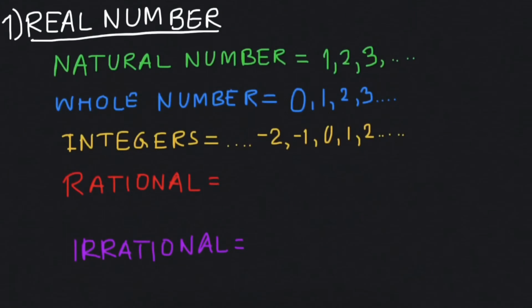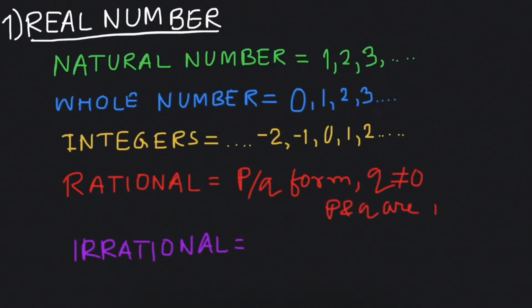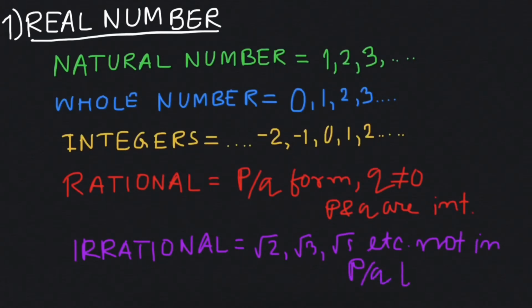Now, the rational number. We can write it in p by q form, where q is not equal to 0 and p and q are two integers. Again, finally the irrational numbers. Irrational numbers are like root 2, root 3, root 5, etc. Not in p by q form.